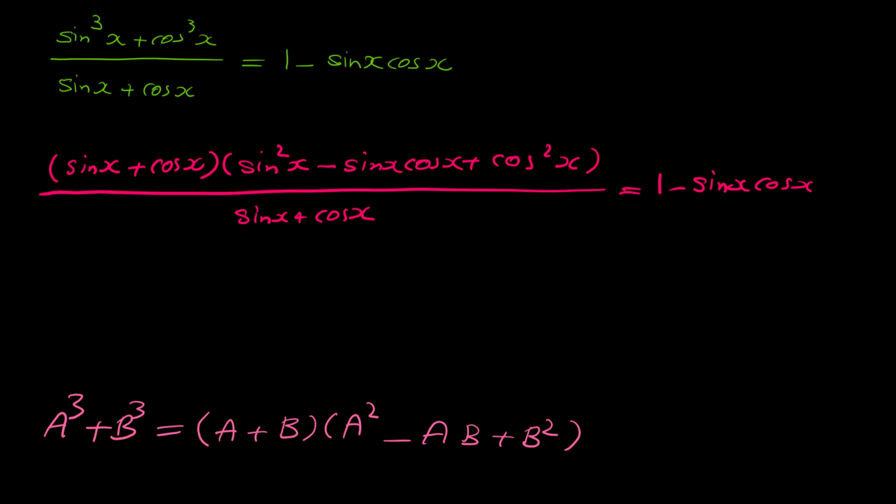a to the 3 plus b to the 3 is a plus b, a squared minus ab plus b squared. And remember that when it's negative here, then here is negative, here is plus. This is the identity when between a cubed and b cubed we have a minus. When we have a to the 3 minus b to the 3, it equals a minus b times a squared plus ab plus b squared.